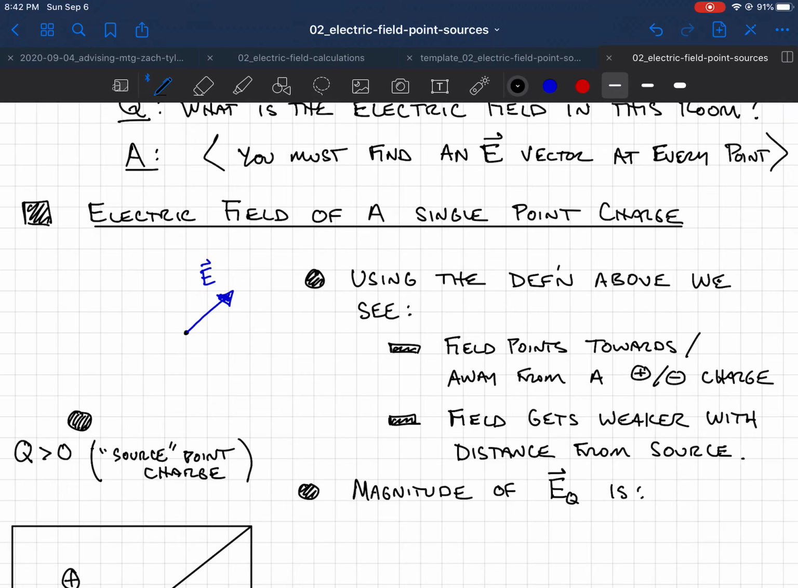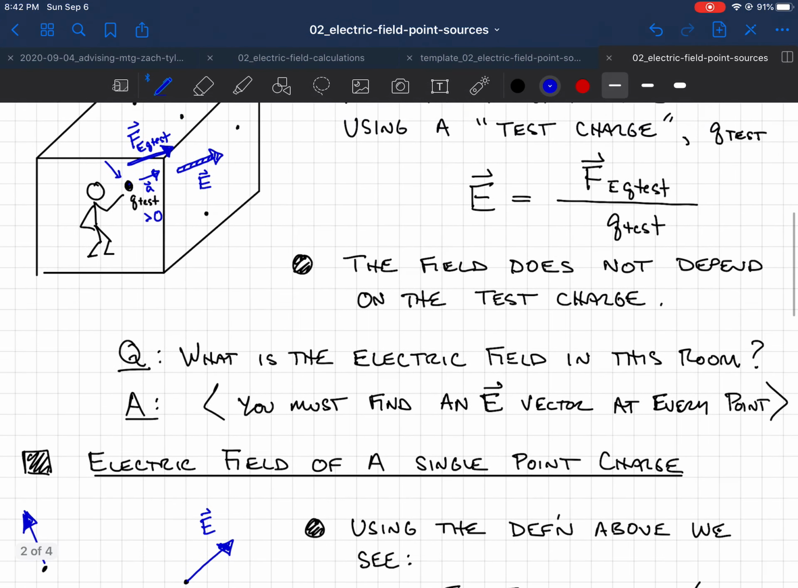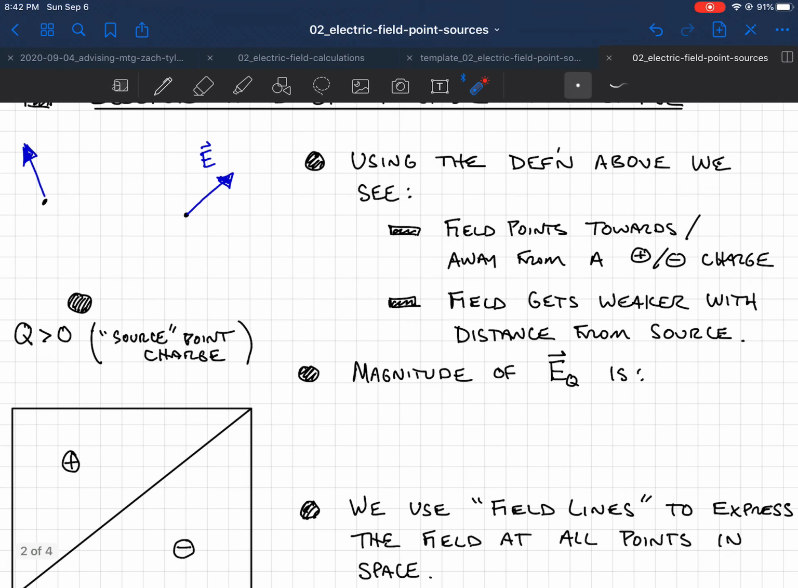We could move to a different point in space, so let's say the same distance away, but over here maybe. Again, it's going to point exactly away, and it's going to have exactly the same magnitude, because the magnitude is going to be determined by the force, and the force has a 1 over r squared in it. As you get further and further away, the force gets smaller, and that means the electric field gets smaller because the force gets smaller. So this is the electric field at that point.